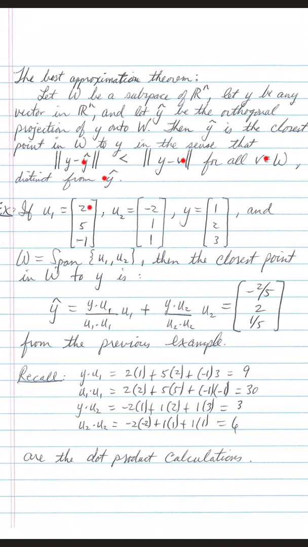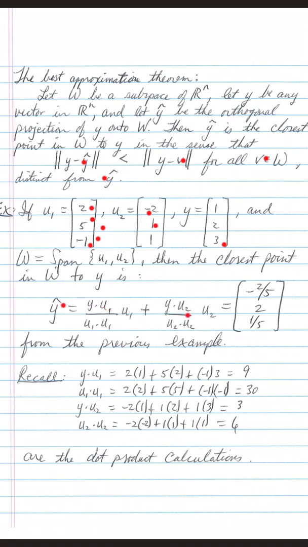Let u1 be 2, 5, negative 1. These are very familiar. We just used these on the previous example. u2, same. y, same vector. W is the span of u1 and u2. Now remember, their dot product is 0, so u1 and u2 make an orthogonal basis. Let's calculate y hat.